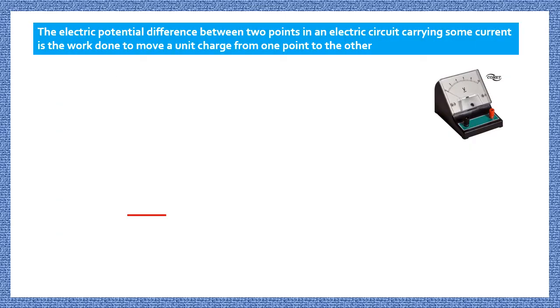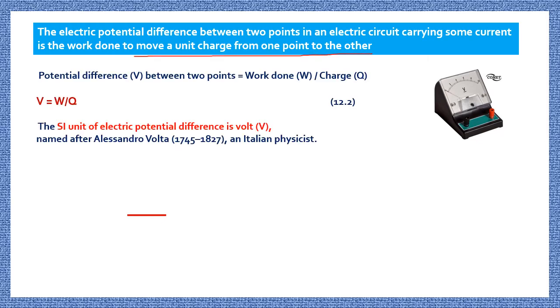So, the electric potential difference between 2 points in an electric circuit carrying some current is the work done to move a unit charge from one point to another. Potential difference is denoted by V, and potential difference between 2 points is work done upon charge. V is equal to W upon Q. That is the formula to find potential difference.